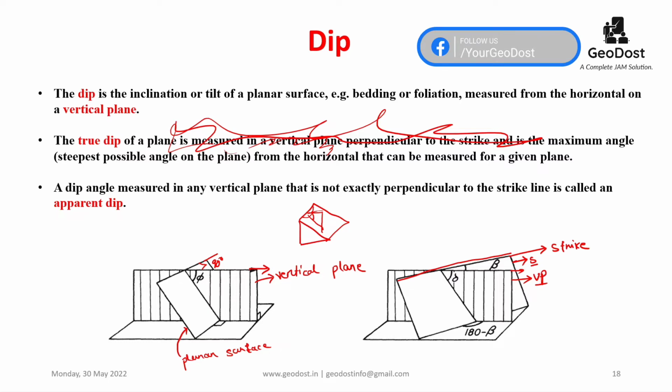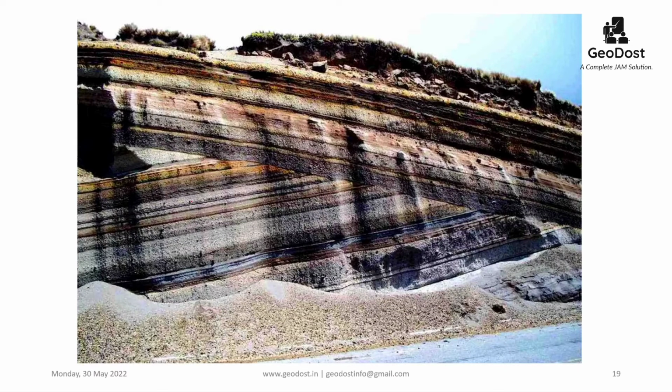I will try my best to tell you the difference between the apparent and true dip, okay. But this is the basic difference. Now you can see there are some field photos. You can see here what the true dip is. This is your imaginary horizontal surface, then on the vertical plane you just have to measure this tilt or inclination of the strata, and that will give you the dip of that surface, okay.